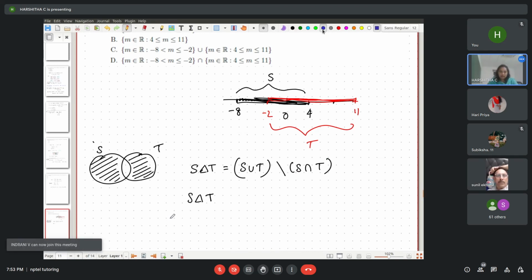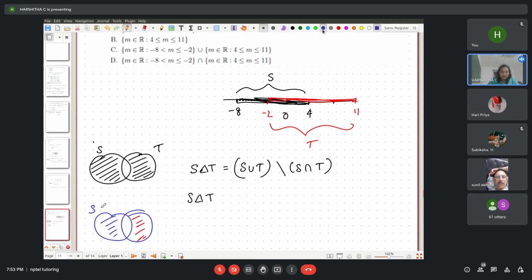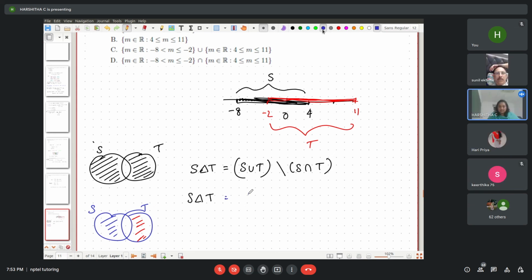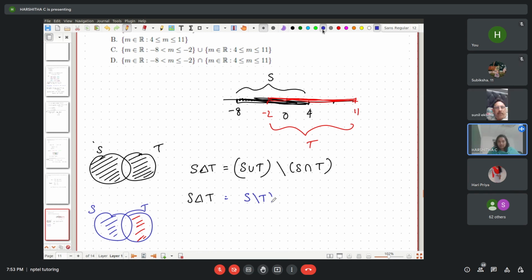So let's draw the diagram again and look at these two parts separately. What is the blue part? The blue part is from S you are removing elements of T. This small portion here is what remains after you remove elements of T from S. So you can see this as S difference T, that is the blue part, and the red part is from T you are removing elements of S. So union T difference S.